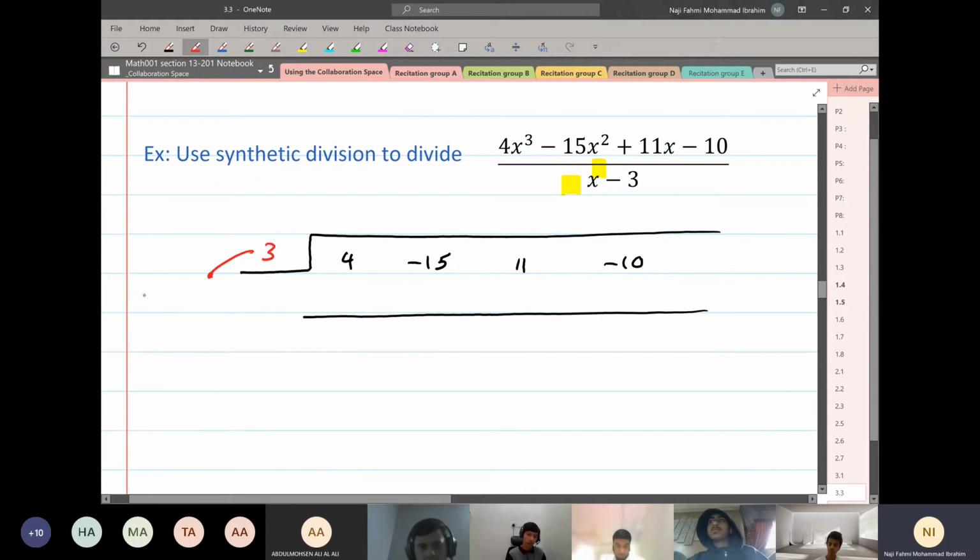Again, this 3 is what, Shabab? The 0 of the divisor. The first number, you just write it as it is. Multiply these and put your answer under negative 15.